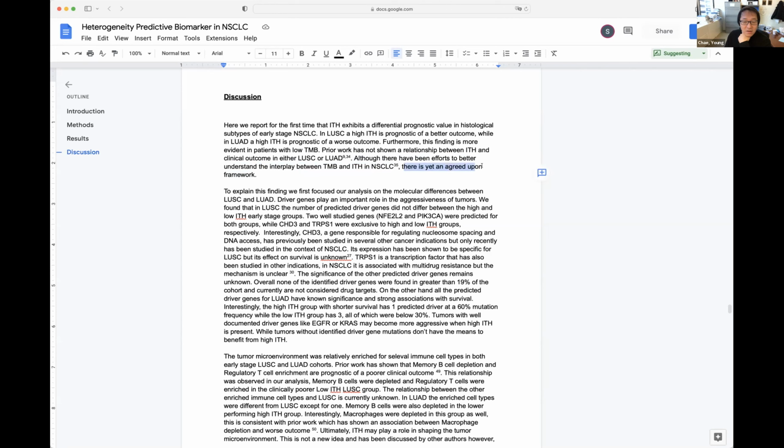What do you mean there is yet unagreed? Oh, maybe my phrasing was bad here, but the intention was to say that there really isn't a consensus about how TMB and ITH, I don't want to say interact, but as far as prognosis goes, they're not really used together. It's unclear whether someone with high TMB is always going to have high ITH or vice versa, or if there's some sort of interplay between the two. That kind of idea.